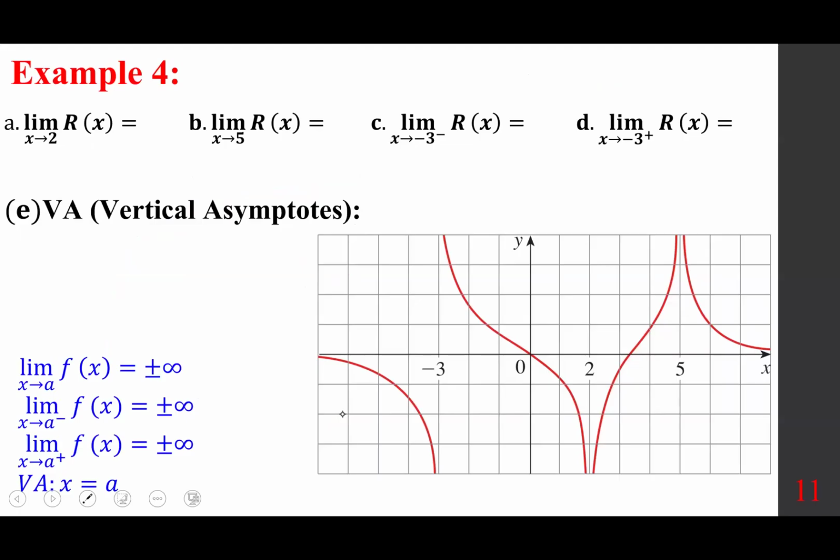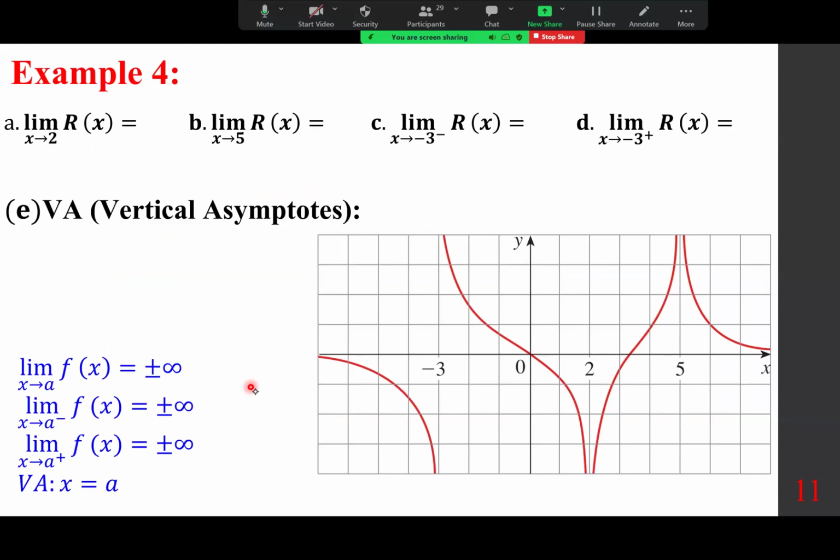So with that being the case, let's look at this graph. Again, reminding you of the definition of a VA. We want to find the limit of the function r of x as x approaches 2. So whether we approach 2 from the left or from the right, in both cases, it seems that it approaches negative infinity.